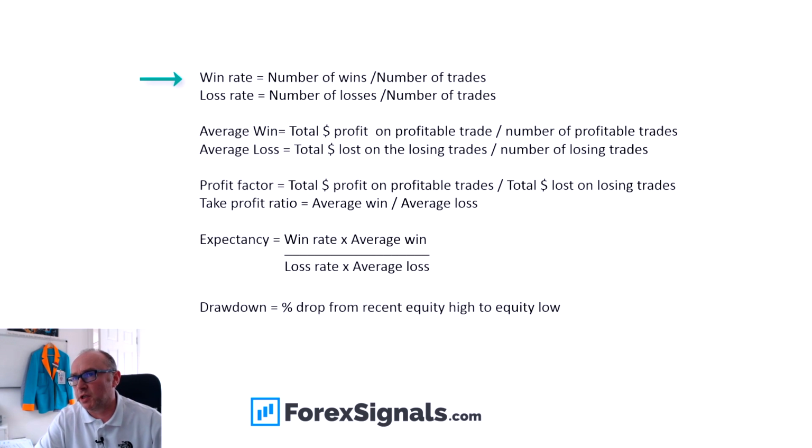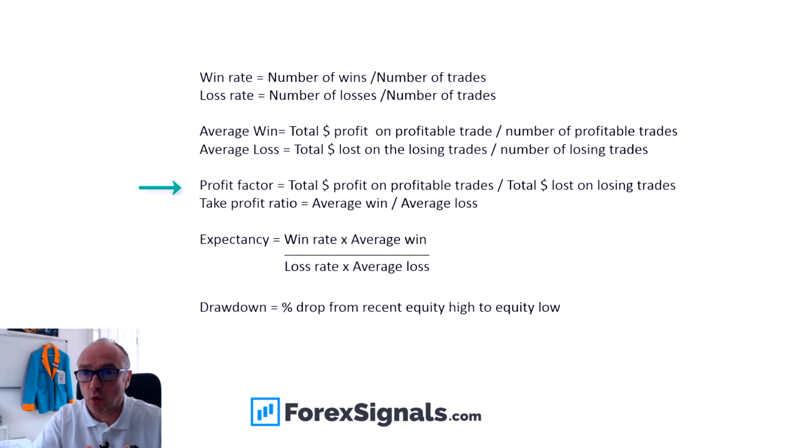So we have the win rate, which is the number of wins divided by the number of trades, simply the percentage of winning trades. And the loss rate, obviously the opposite, the number of losing trades divided by the number of trades. A very simple calculation that you can make either manually or easily obtain from your software. The average win is the total dollar profit of the profitable trades divided by the number of profitable trades. And the average loss, again the opposite, is the total dollars or monetary terms lost on the losing trades divided by the number of losing trades.